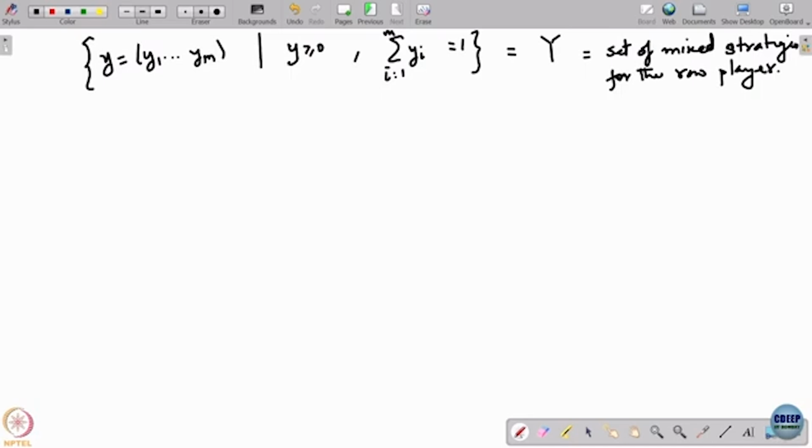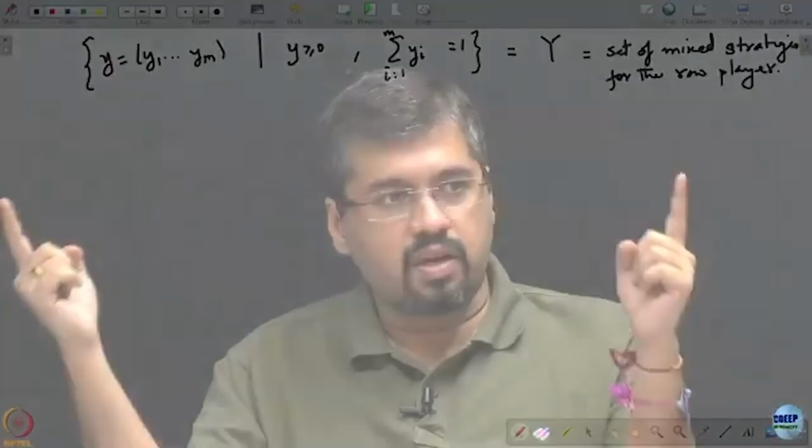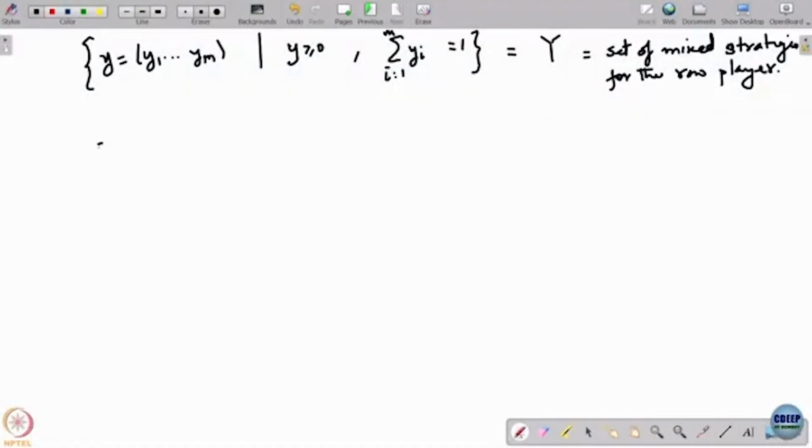So, every mixed strategy for the row player can be expressed in this form. It basically is a vector of length m. Now, the components are greater than or equal to 0 and they sum to 1. Okay. And you interpret the ith component as the probability with which the row player is going to play row i. Okay. All right.